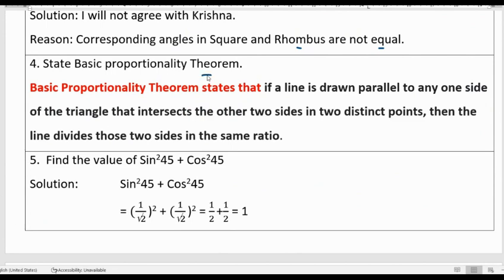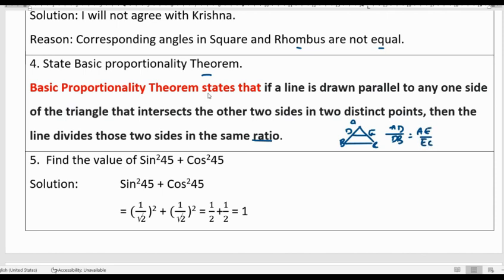State basic proportionality theorem. If a line is drawn parallel to any one side of a triangle, for example, this is a triangle, and if I draw a parallel line DE to one side of the triangle, then it divides the other two sides in the same ratio. So AD by DB is equal to AE by EC, which is nothing but the basic proportionality theorem.